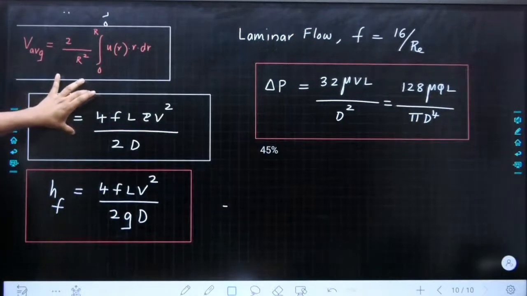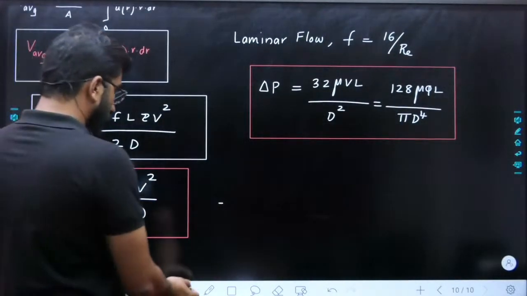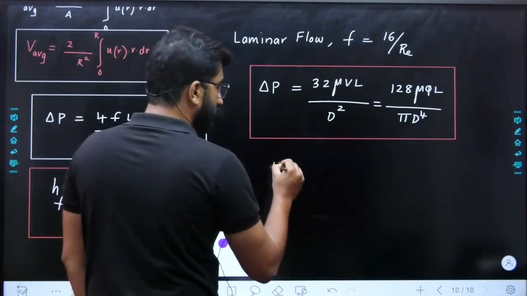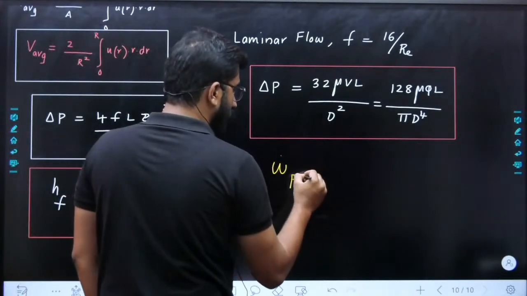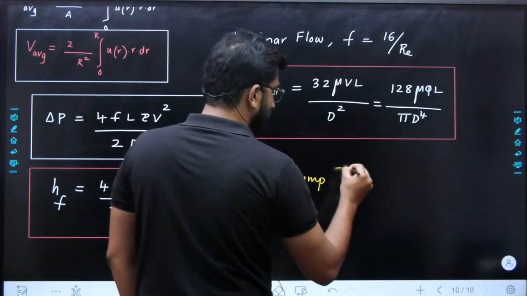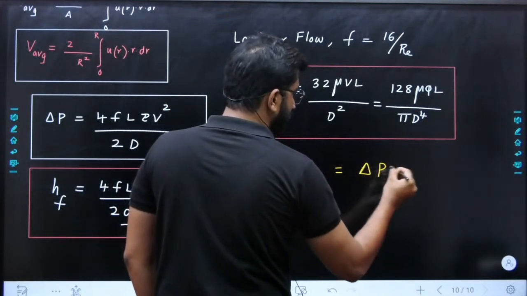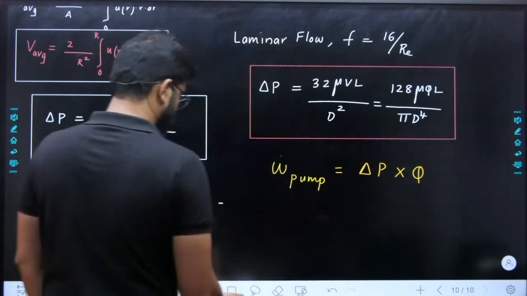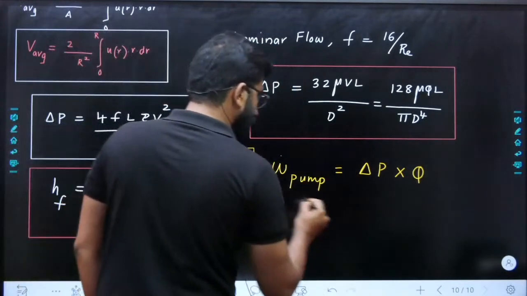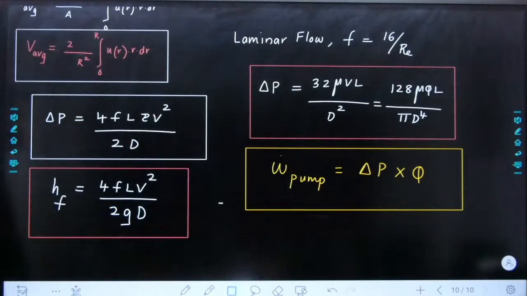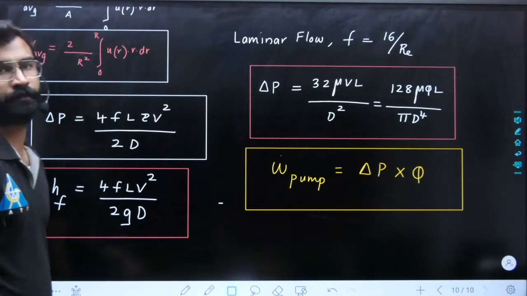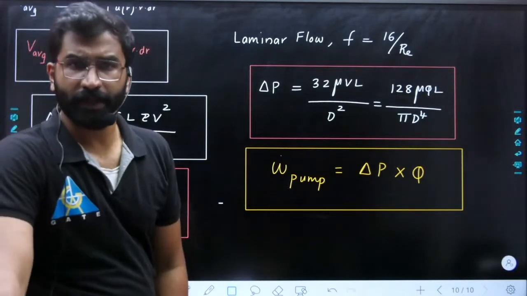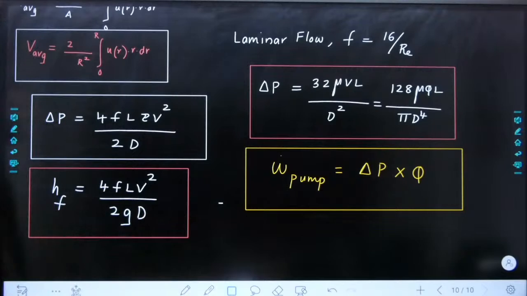Now, by using any method, you can find the pumping power required for the fluid, right? How much is the pumping power? Pumping power is calculated based on delta P into Q. So these are the major equations we need, the total equations we need in pipe flow. I hope it is clear for everyone.